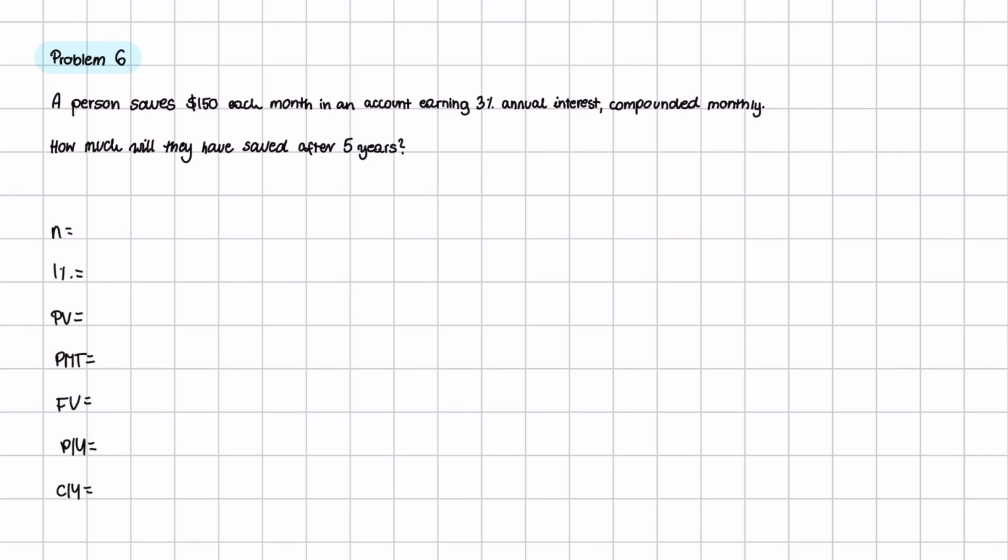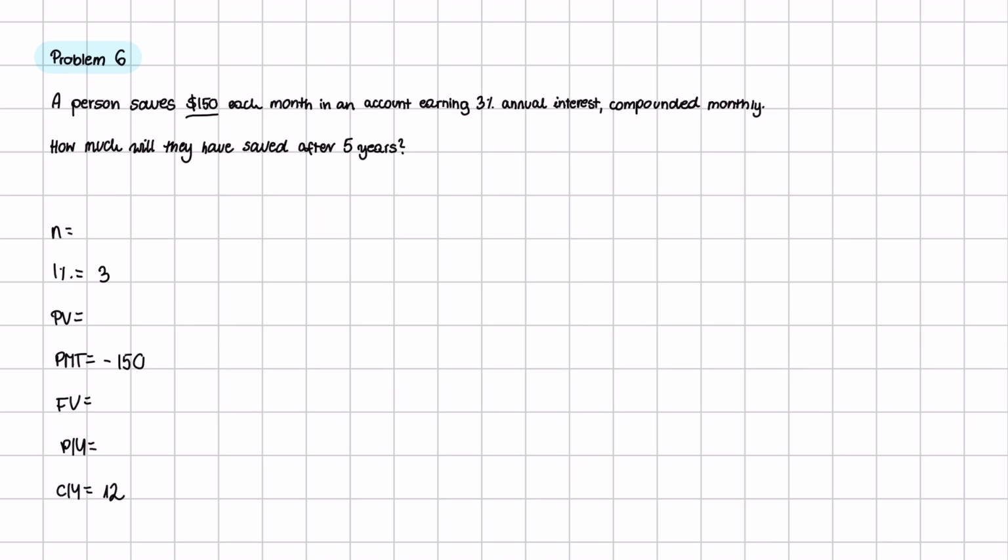So we have a person saves $150 each month, so it leaks out of our account into this earning account, so it is minus 150. Then we have annual interest rate, which is 3. Then we have compounded monthly, so c/y is 12, and we have a question.